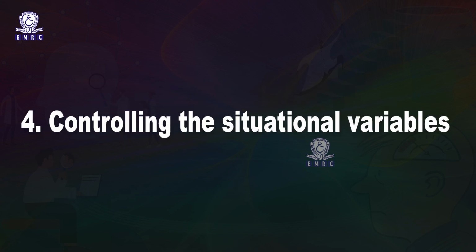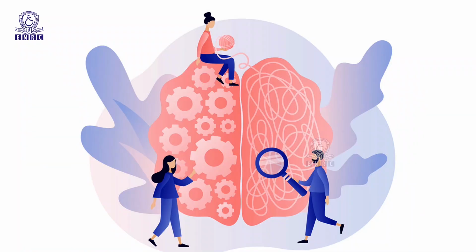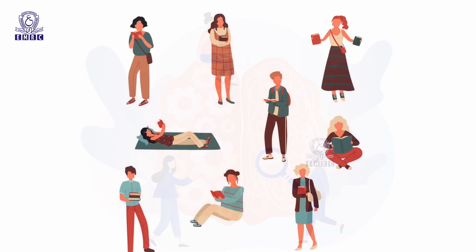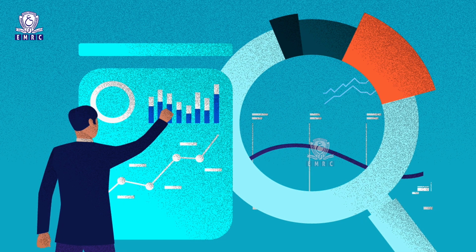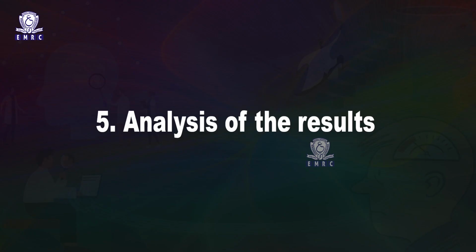The fourth step is controlling the situational variables. The experiment will not give you valid results unless the situational variables are controlled. If the experiment is conducted with a different set of students who have been trained in a different manner, say having a different value system, then the results will be different in comparison to those who have been subjected to the experiment earlier.